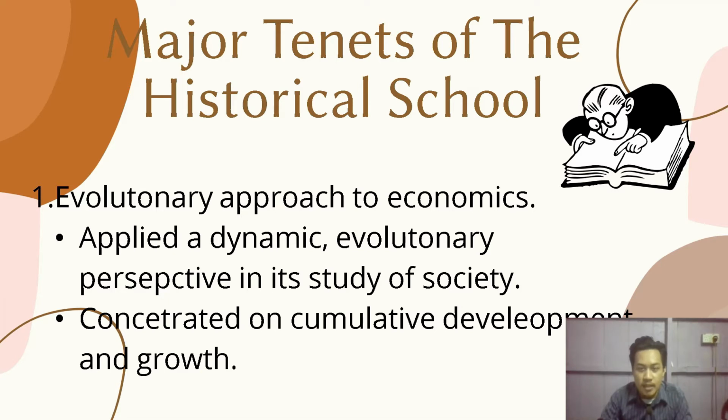The historical school applies a dynamic evolutionary perspective to the study of society. It concentrates on cumulative development and growth. An analogy was sometimes drawn to Darwinian evolutionism in biology. So the social organism is born, develops and grows, and finally decays and dies. Society is constantly changing. This relative approach was especially useful in attacking classical economics as being unsuitable for Germany.